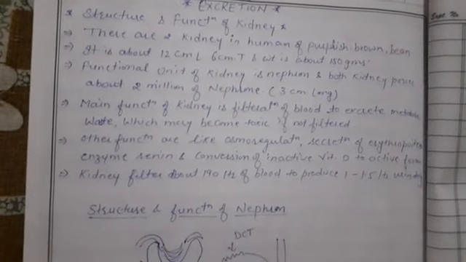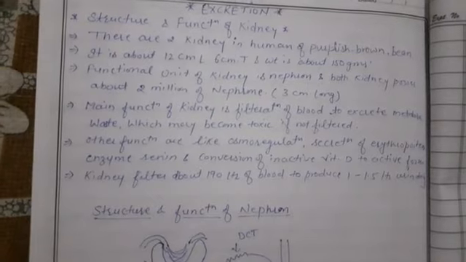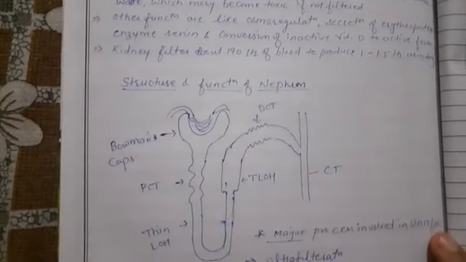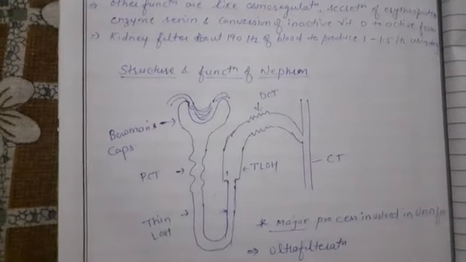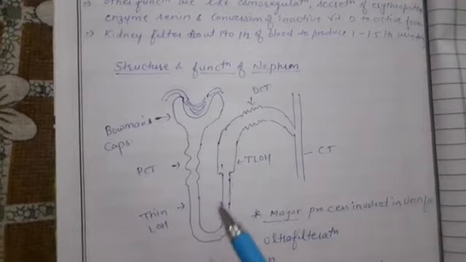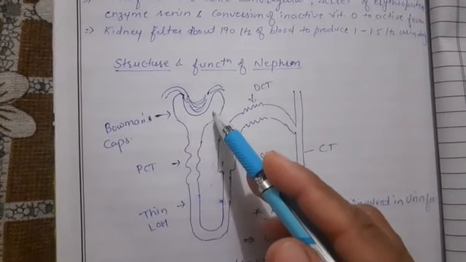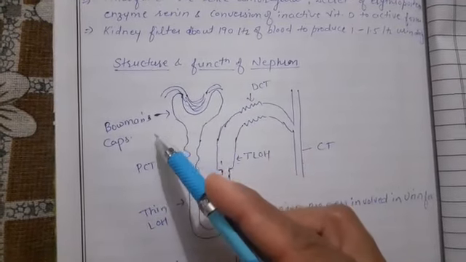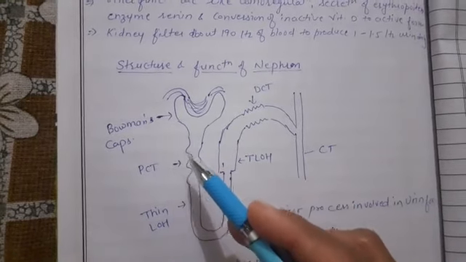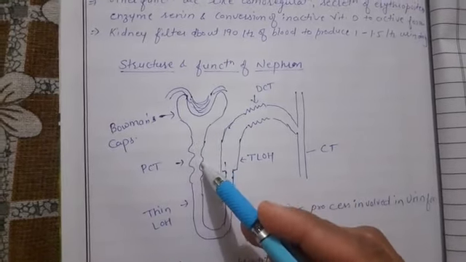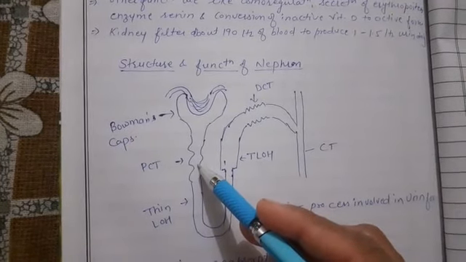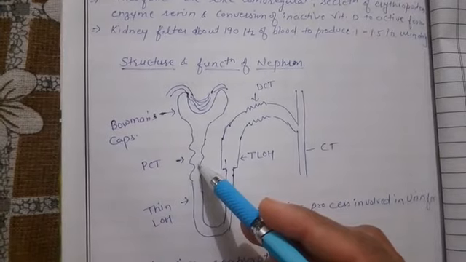Then next is the structure of nephron. Here I am showing you the diagram of nephron. In the nephron, this cup-like structure is known as Bowman's capsule, in honor of a scientist named Bowman. Below this, a convoluted tubule is present. This is known as proximal convoluted tubule or PCT.